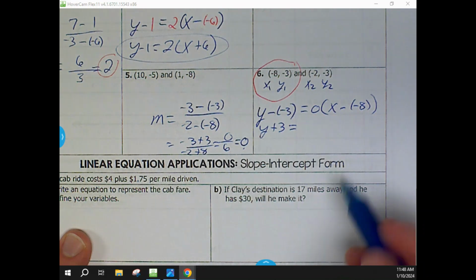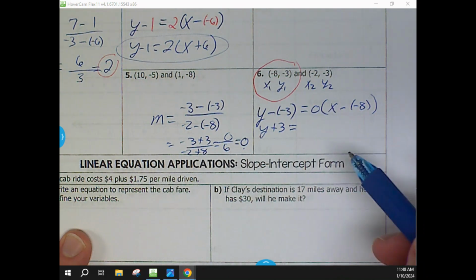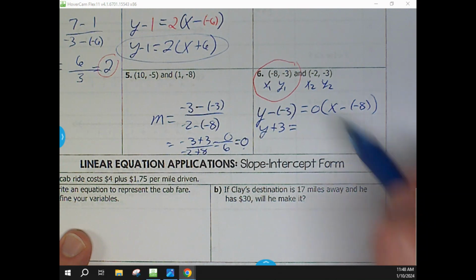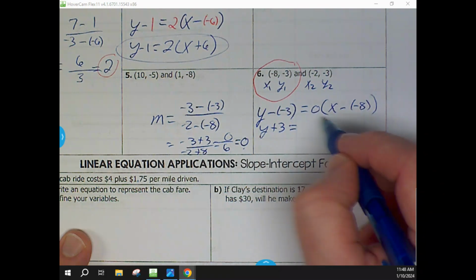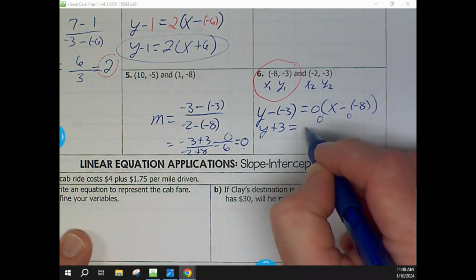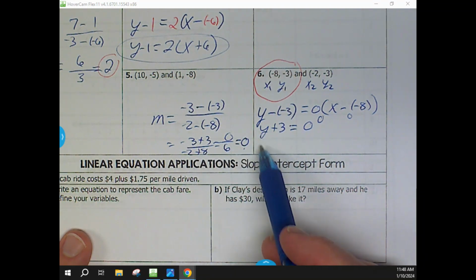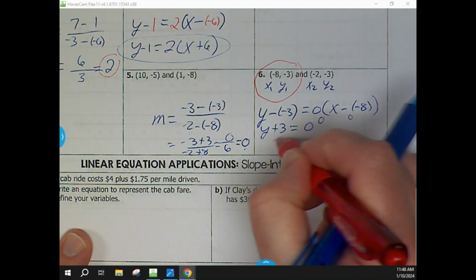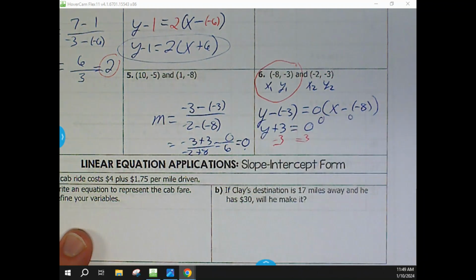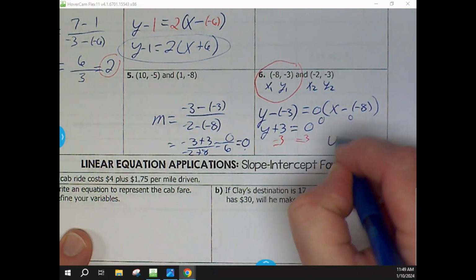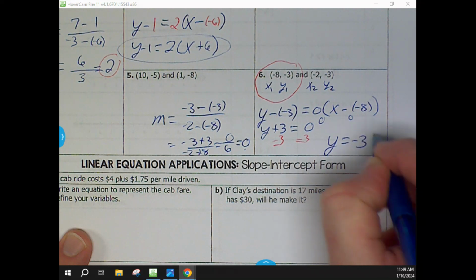Okay, on the right-hand side, what happens when you do 0 times x? Why don't you do 0 times anything? You get 0, right? If we do 0 times 8, that's 0. So everything on this side, you get 0 here, you get 0 here. So that's just y plus 3 equals 0. And we're still going to go ahead and get y by itself. So we're going to subtract 3 from both sides. So then the final answer for this one is you get y equals -3.